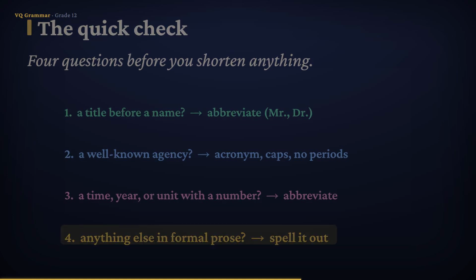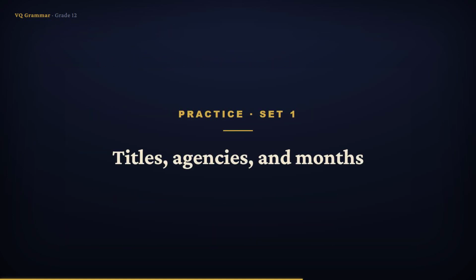Let's practice. Here's your first set. These focus on titles, agencies, and the words we spell out, the abbreviations you shorten, and the ones you leave whole. Read each sentence, decide on the right form, and pause the video to choose before I reveal each answer.